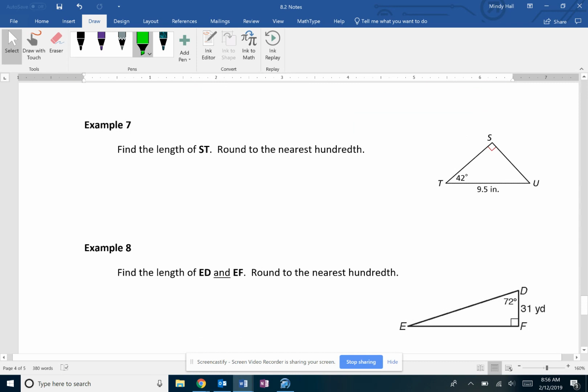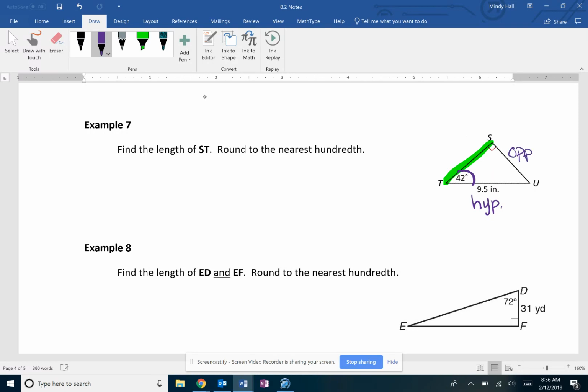All right, our next one, we want to find the length of ST. So we are looking at this angle, 42. Remember, as you're watching this video, you can pause it and try to do it before I do it. Since I'm looking at this 42, this 9.5 is going to be my hypotenuse because it's opposite of the 90. Then SU would be my opposite, and ST would be my adjacent because it helps make up the angle itself.